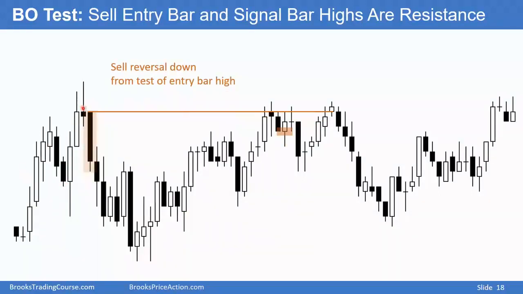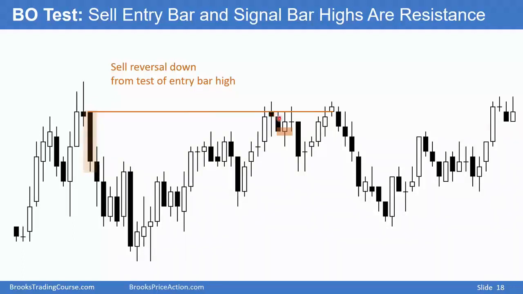Two legs up, 1, 2, decent bear bar, strong entry bar. This is the sell signal bar, this is the sell entry bar. It's a big bear trend bar, and therefore a sell climax bar, and the high of a sell climax bar is always a magnet. Some bears theoretically have their protective stops just above that bar, and weak bears will get out there, strong bears will sell there. Therefore, strong bear selling means that the high of that entry bar is resistance.